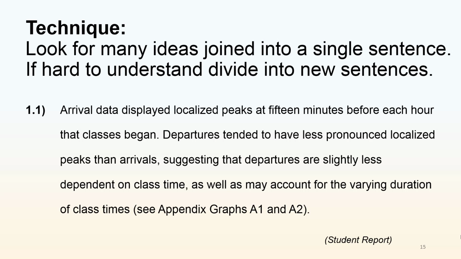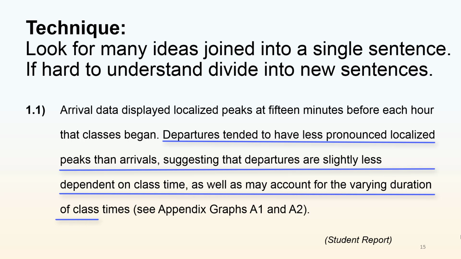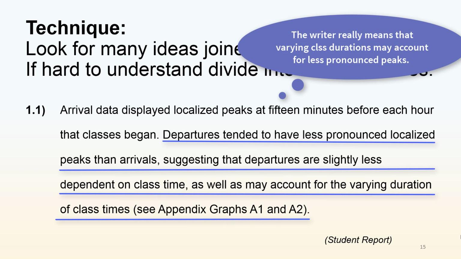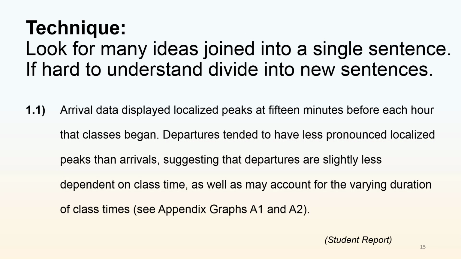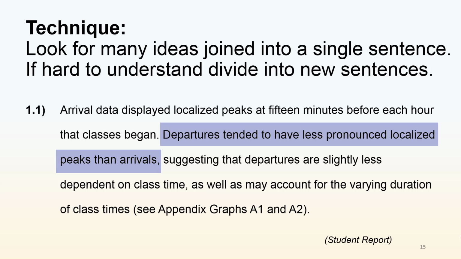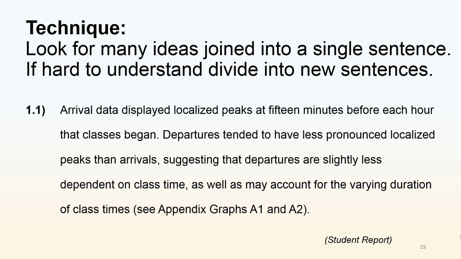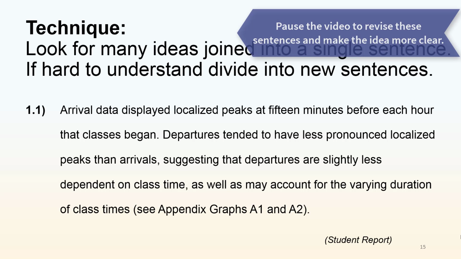This original example has several problems. The writer strings so many ideas together that they say the opposite of what they mean, which is that the varying class durations may account for the less pronounced peaks for departures, not vice versa. The most important idea in the second sentence, that departures have less localized peaks, is lost by the time the readers get to the end of the sentence. Go ahead and pause the video to try and revise these sentences so the overall idea is more clear.